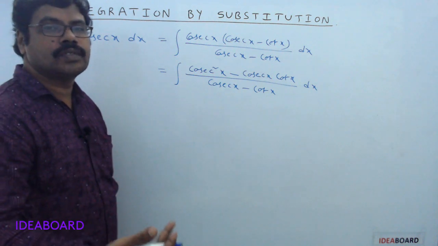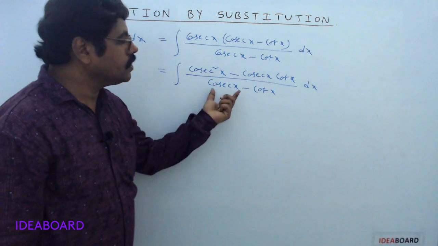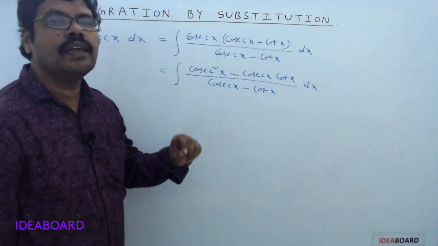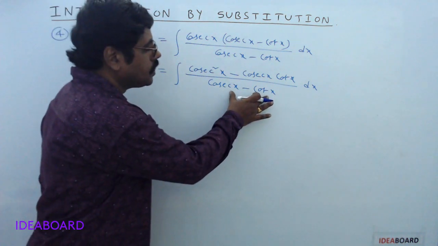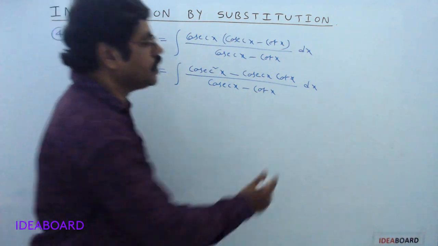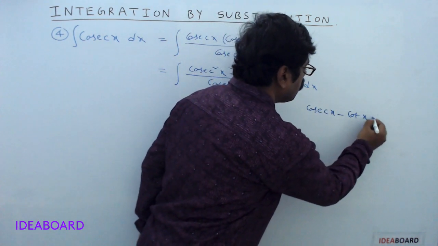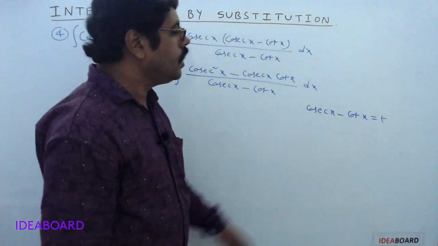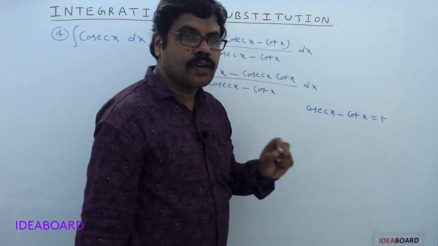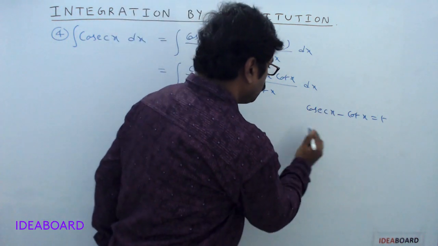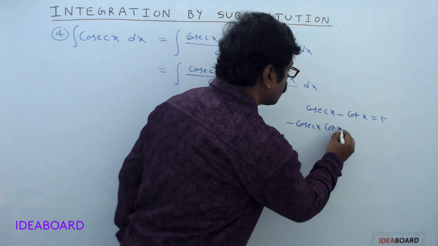If you take the substitution cosecant x minus cot x equals t, then this function is easily integrable. So I can take the substitution cosecant x minus cot x equals t. Differentiate this equation on both sides with respect to x. So the derivative of cosecant x is minus cosecant x into cot x.